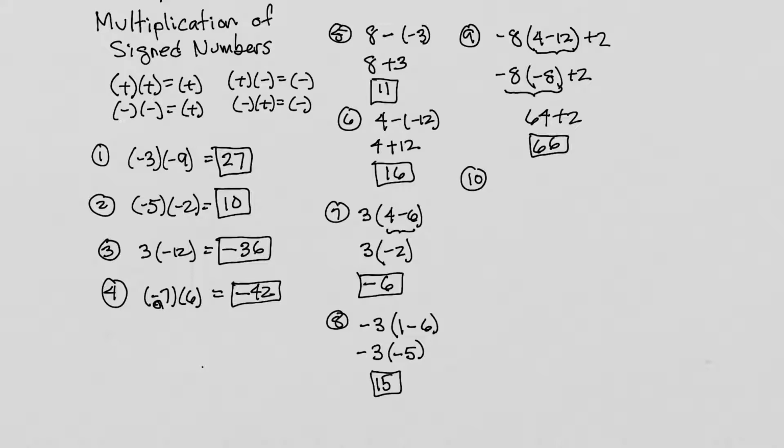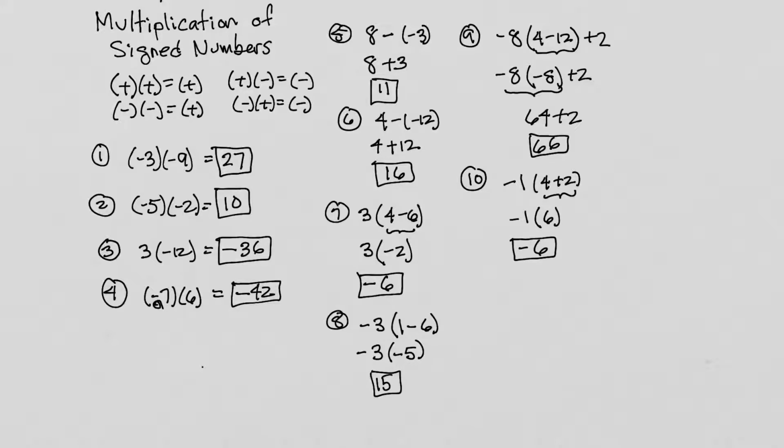Say for number 10, we have negative 1 times the quantity 4 plus 2. So working in the parentheses, we're going to get negative 1 times 6. And then we've got two numbers with opposite signs, right? A negative and a positive. So the result will be negative. So we'll get negative 6.